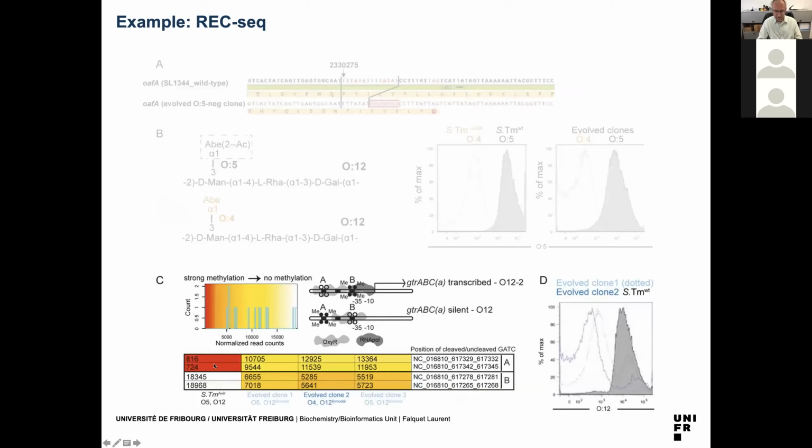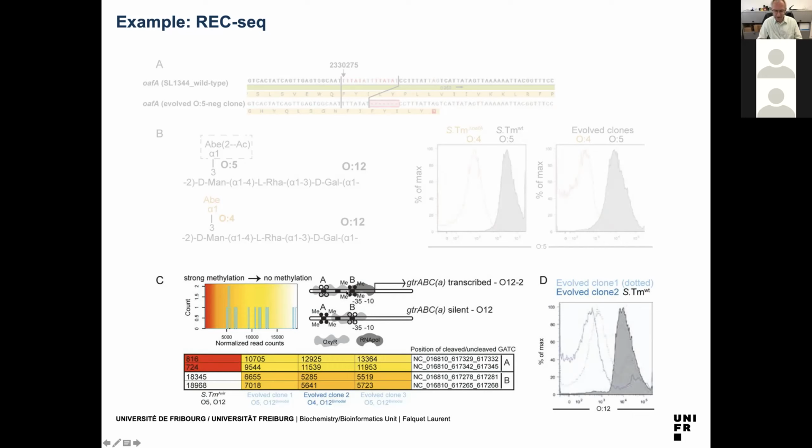And you look here at 2 positions, A and B, and these positions were identified as being the most differentially methylated positions in those clones compared to the reference genome. And so when the A position is heavily methylated, like it is the case here for the avirulent clone, it means that the operon GTR-ABC is silent.